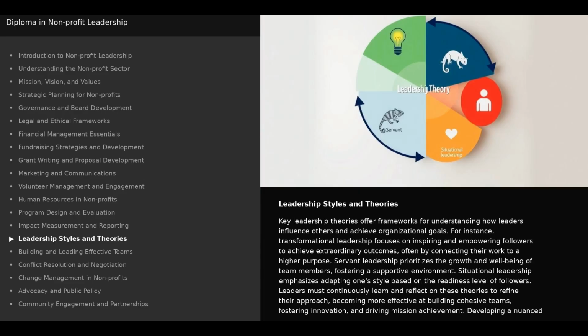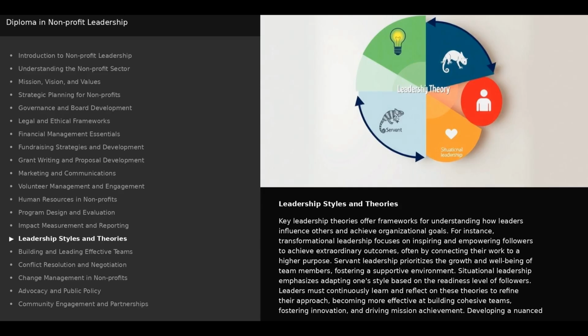Key leadership theories offer frameworks for understanding how leaders influence others and achieve organizational goals. For instance, transformational leadership focuses on inspiring and empowering followers to achieve extraordinary outcomes, often by connecting their work to a higher purpose. Servant leadership prioritizes the growth and well-being of team members, fostering a supportive environment. Situational leadership emphasizes adapting one's style based on the readiness level of followers.